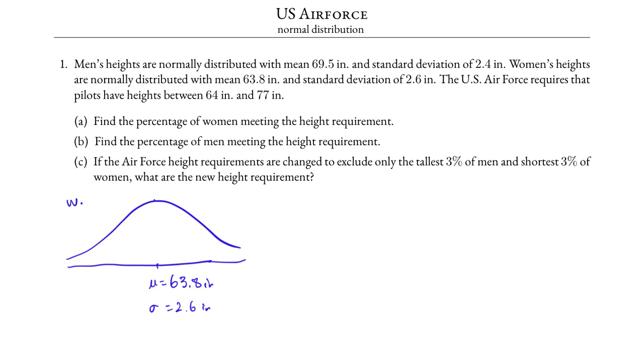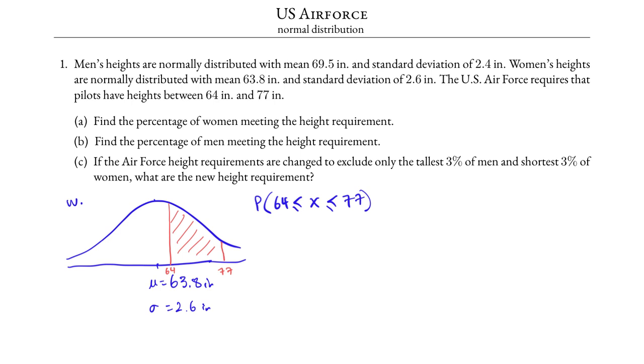64 inches is greater than 63.8, so we would draw the vertical line and label 64 on the right hand side of the mean 63.8. And we also label 77. Draw the vertical line, label 77. Anything in between would meet the requirement. We're looking for the probability that 64 is less than x, less than 77. With the continuous normal distribution, whether we use less than or equals, it doesn't matter.